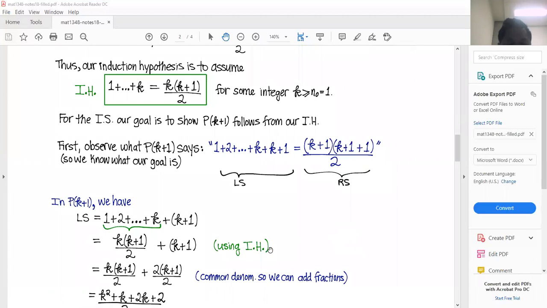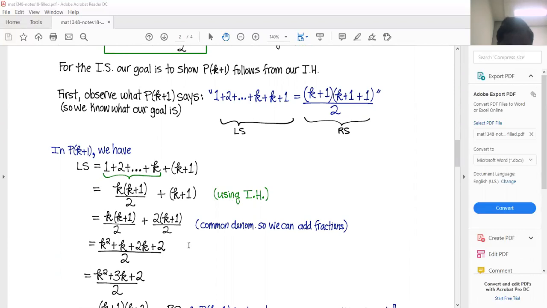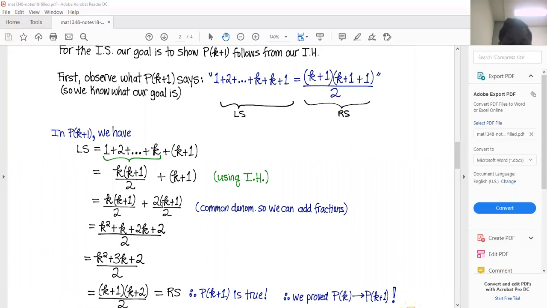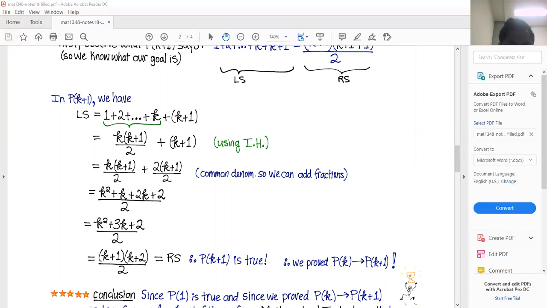So in the left side, 1 plus 2 plus ... plus (k plus 1) can be separated into two parts. The first part we can write as k times (k plus 1) over 2, plus (k plus 1). Here we use the hypothesis. Then we can use algebra to calculate, which means we can get (k plus 1) times (k plus 2) over 2. This is the right side.